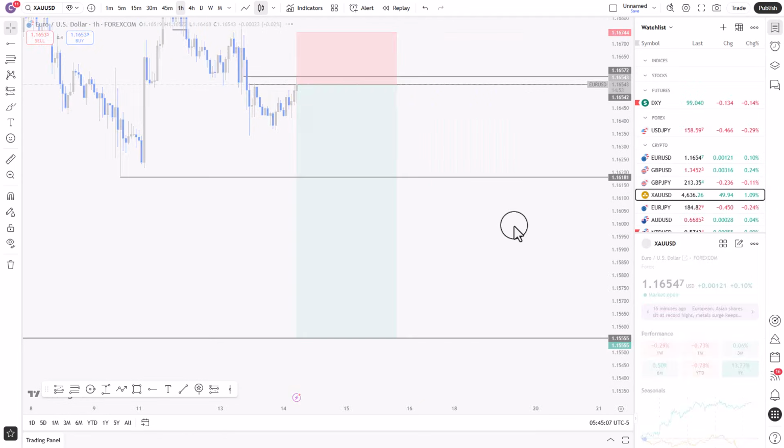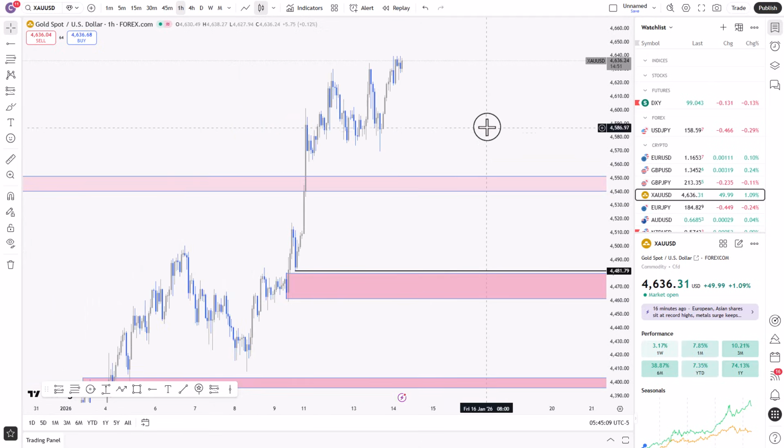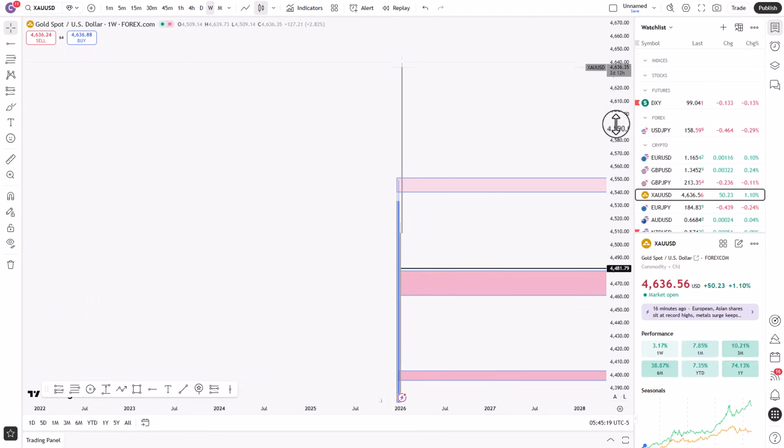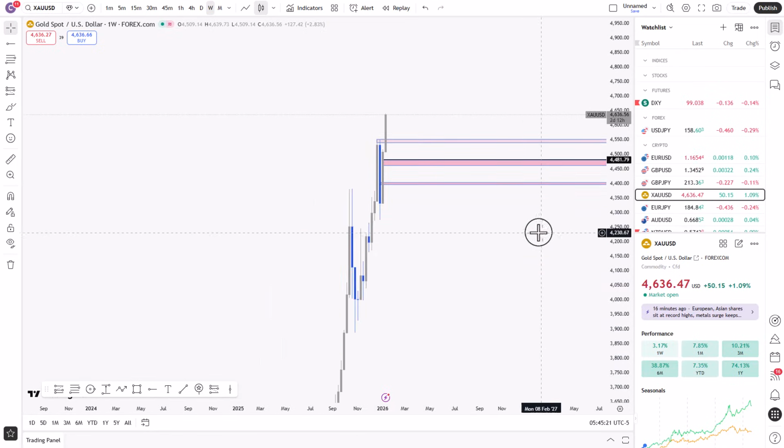Then let's take a quick look at the gold asset. Gold has been bullish as forecasted on Sunday commentary.